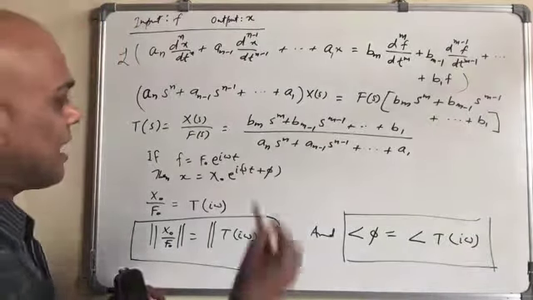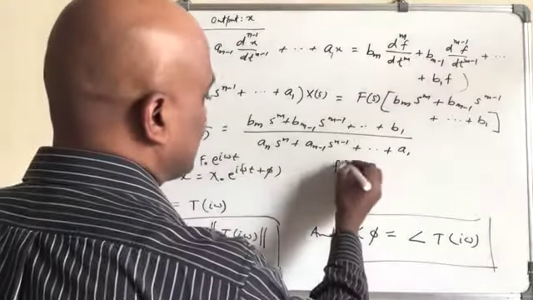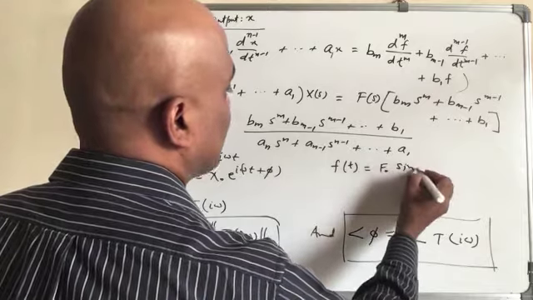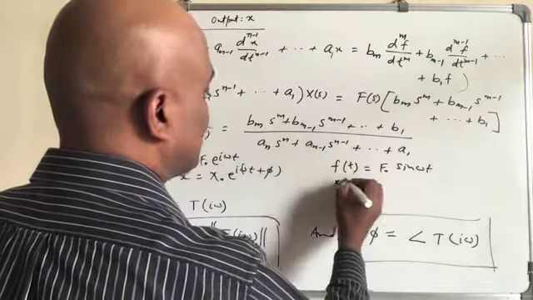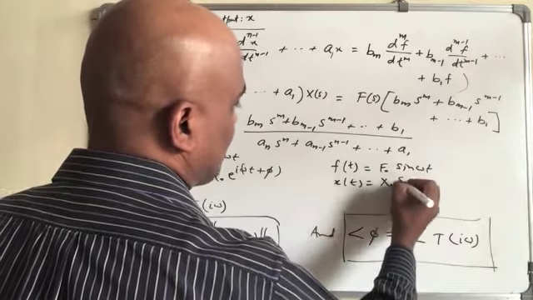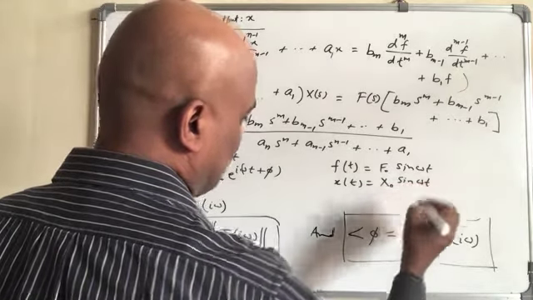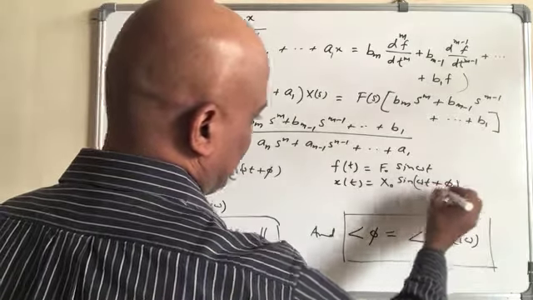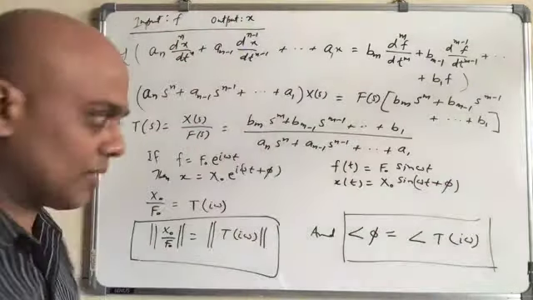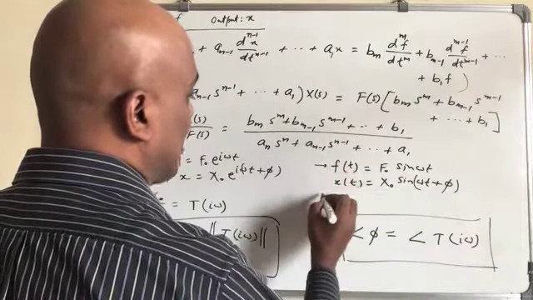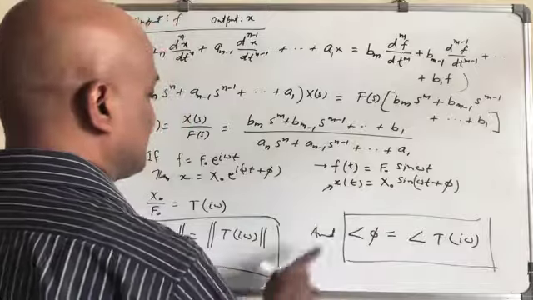Okay, so of course that really means that if f(t) is f_0 sin ωt, then x(t) will be simply x_0 sin(ωt+φ), whatever φ you get will be added. So if the input is this, the output will be this one. That's what it tells you.